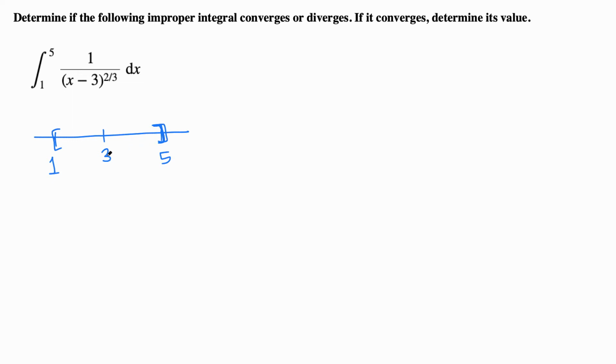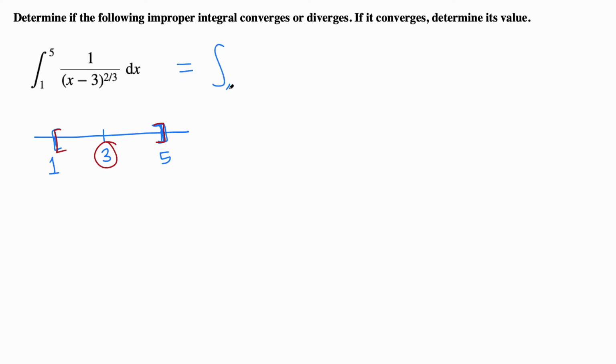And 3 minus 3 is 0. 0 raised to a number is also 0, and 1 over 0 is undefined. So here is a problem. The problem is at 3, and this 3 lies inside 1 through 5. So we need to divide the whole domain 1 through 5 into two parts: 1 through 3 and 3 through 5, just to avoid that part.